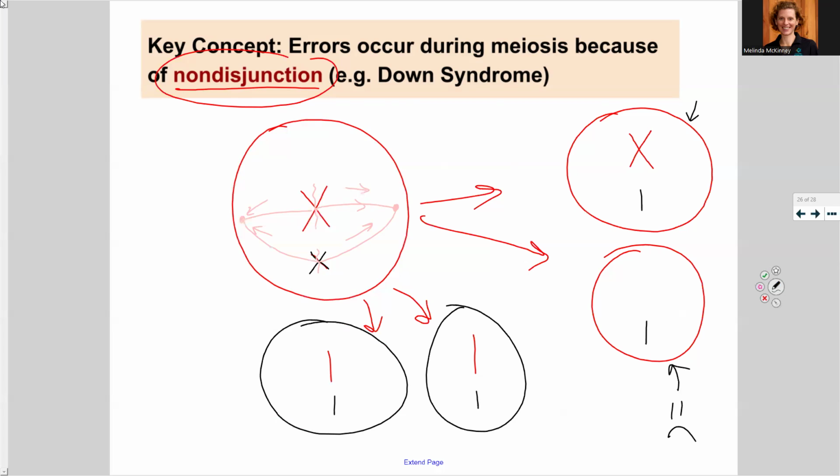This can also occur where we have extra chromosomes. Instead of just the sister chromatid failing to separate, we could have the entire homologous pair failing to separate and get an extra chromosome, which is what occurs in Down syndrome, where you get an extra chromosome 21. It's called trisomy, and that results in some changes in genetics. That's the end for this video.